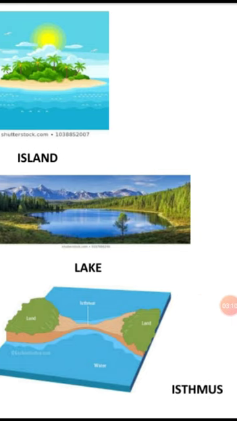Next is the isthmus. See the picture of isthmus? An isthmus is a narrow strip of land which joins two large parts of land. See the picture? Either side you have the large parts of land, and in the center you have the narrow strip of land. The continents of North America and South America are joined by an isthmus called the Isthmus of Panama.